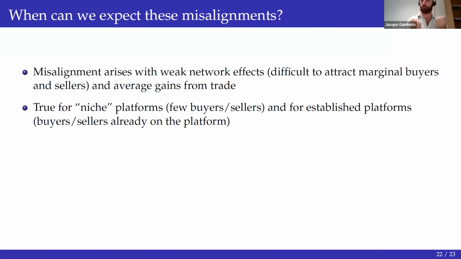So if network effects are weak and it's difficult to attract the marginal buyer or the marginal seller, and the average gains from trade are not too low, so that it's not difficult to attract people, but also not too high, so that there is no necessity to attract the other side, this misalignment between the platform and everybody else arises. This can be true, for example, for niche platforms in which there are not a lot of buyers and sellers on the market, so network effects by construction are not necessarily strong, but also for established platforms, in which buyers and sellers are already established, and there is no difficulty in having a mass of trade generated.